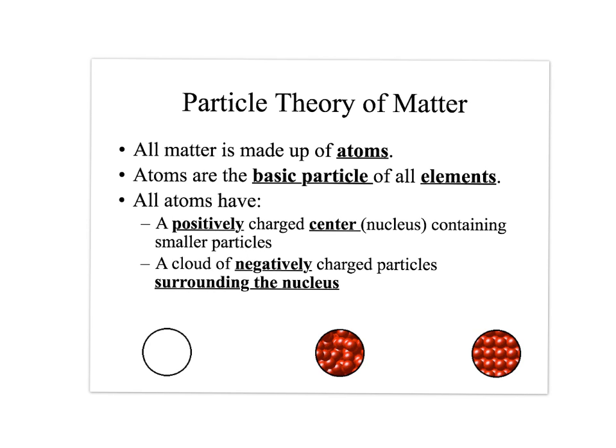The particle theory of matter states that all matter is made up of atoms. Atoms are the basic particle of all elements. All atoms have a positively charged center, which is your nucleus, containing smaller particles. A small cloud of negatively charged particles surrounds the nucleus. This right here, if you were to see this moving around, these would represent a gas. These would be moving and they would be kind of gliding around each other, and this would represent a liquid. And these are quite uniform and they vibrate in place and they represent a solid.